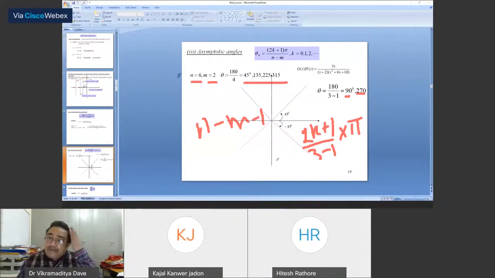So you have to keep in mind that k will vary, start from 0, and it will vary up to n minus m minus 1. So the value of k will start from 0 and vary up to n minus m minus 1. So you have to keep cautious about this.